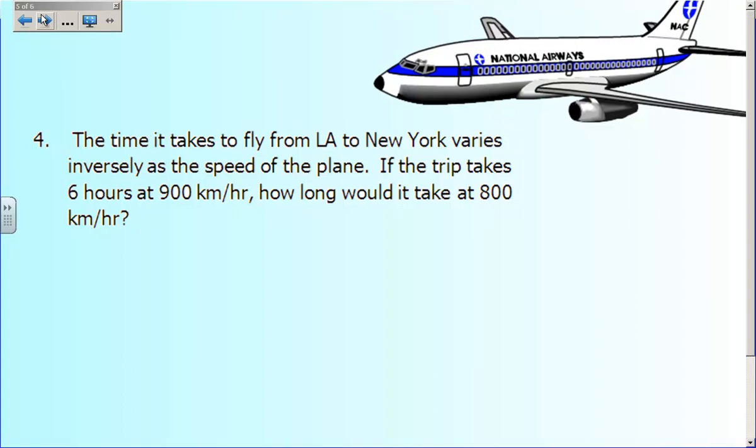So the time it takes to fly from LA to New York varies inversely with the speed of the plane. If the trip takes 6 hours at 900 kilometers per hour, how long would it take at 800 kilometers per hour? We've got to decide what x and y are first.